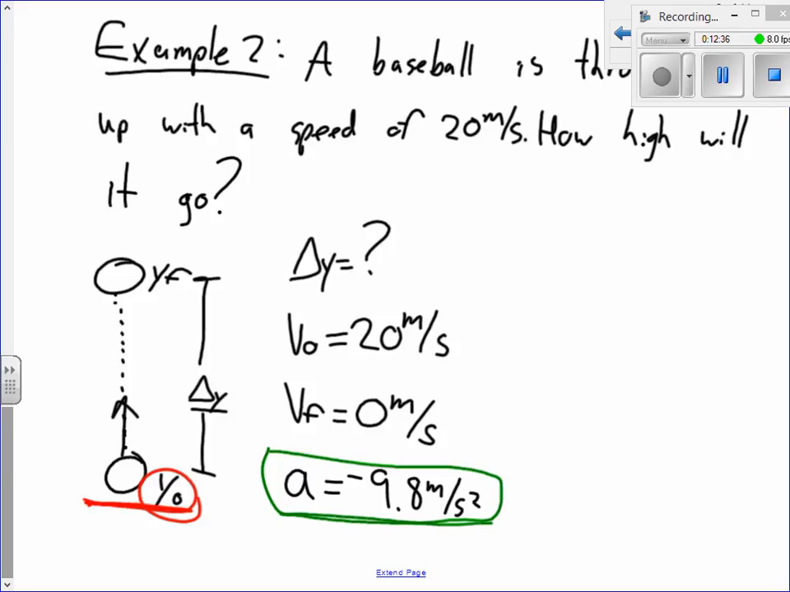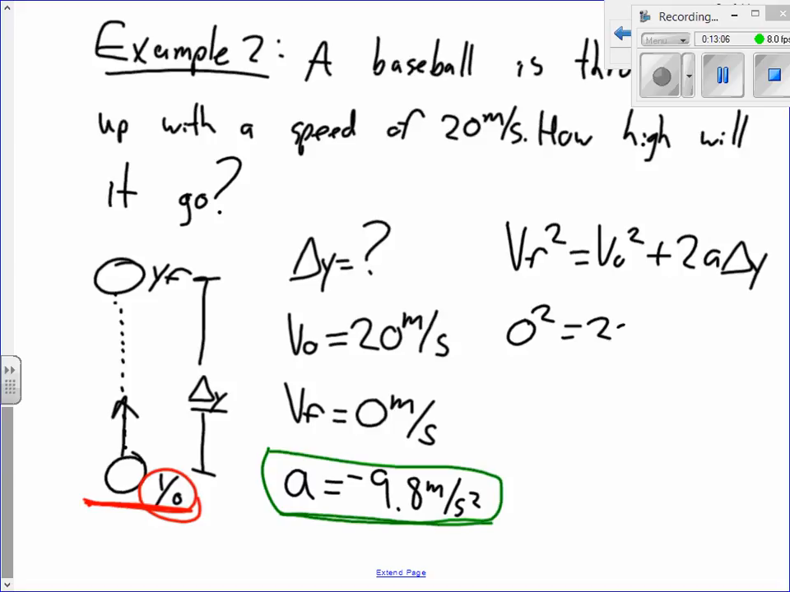So the only equation that we can solve in this case will be, I think it was called number 4. v final squared equals v initial squared plus 2a. And instead of writing change in x, I'm going to take that same old equation I had and write change in y, because it's going up and down. Plug everything in from there. When I plug all the numbers in, I'll have 0 squared equals 20 squared plus 2 times negative 9.8 times change in y.